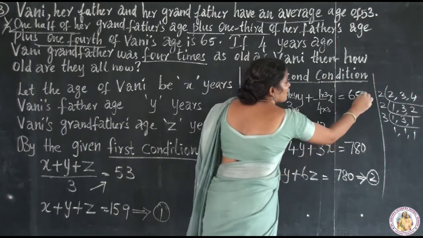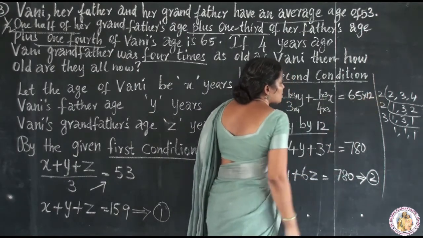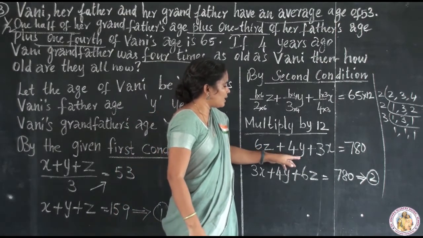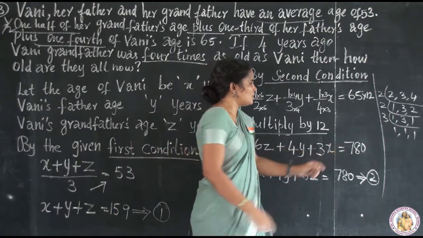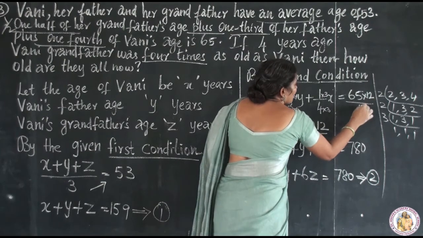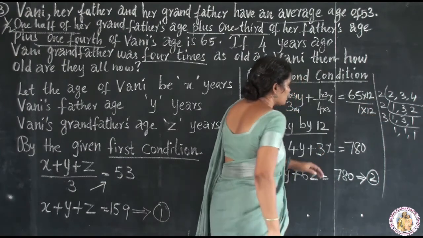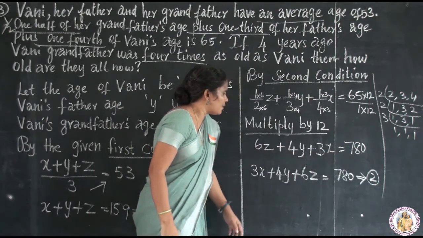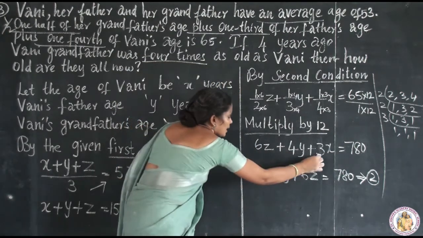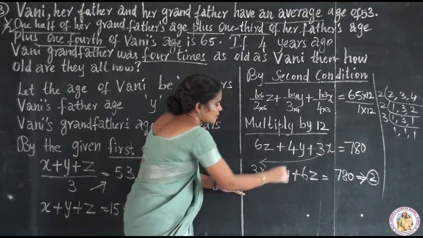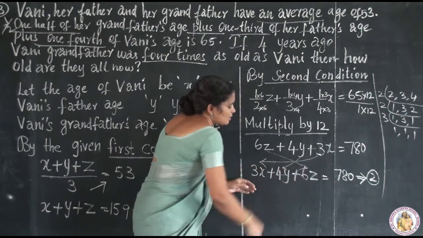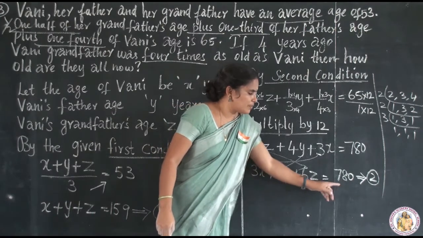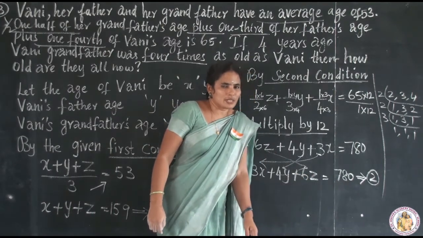Likewise, you have to multiply 65 into 12. So 6z plus 4y plus 3x is equal to 780. Writing in the standard form, 3x plus 4y plus 6z is equal to 780. That is equation number 2.